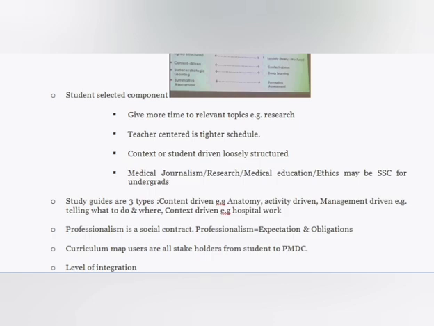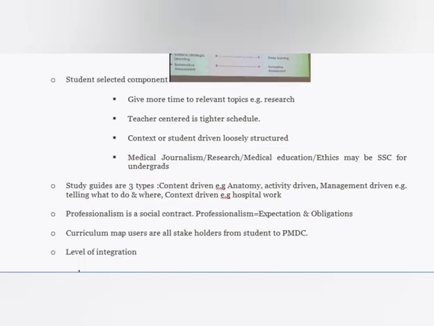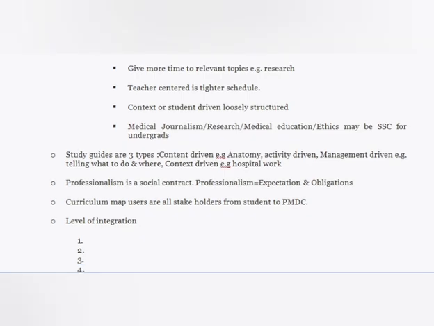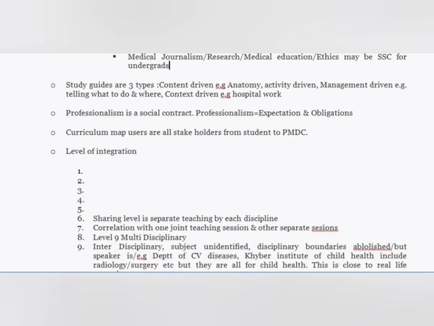Medical journalism, research, education, ethics may be student selected components. There are three types of study guides: content driven, that is anatomy; activity driven, management driven, for example telling what to do and where to do; context driven, that is hospital work. Professionalism is a social contract, which is expectation and obligation.